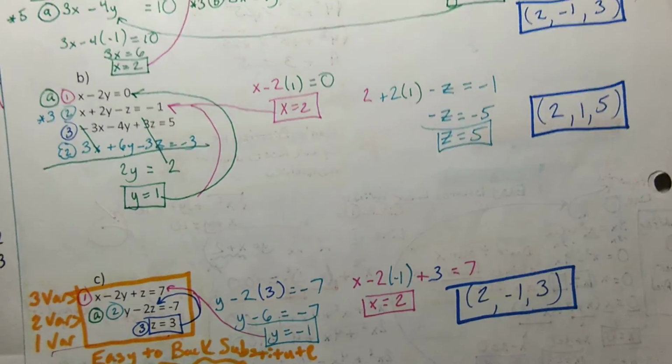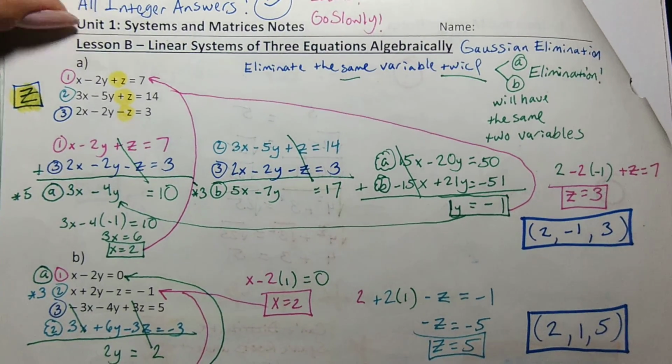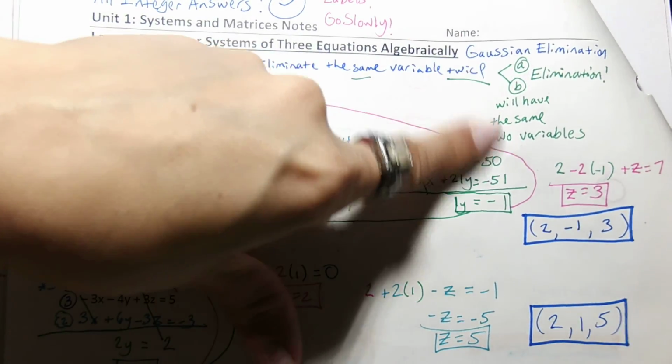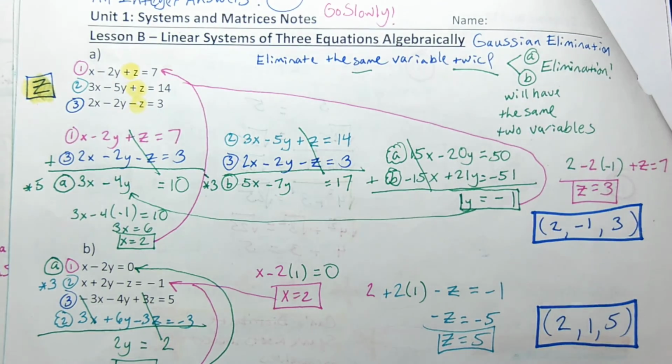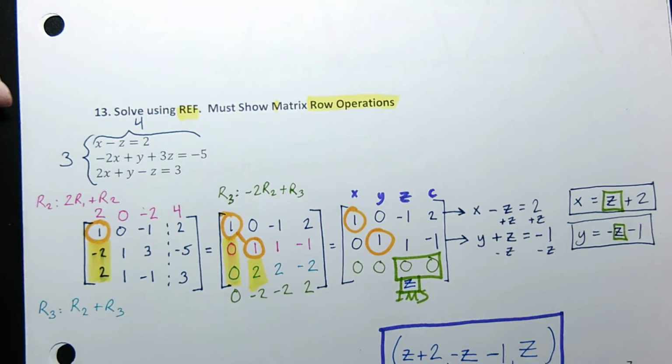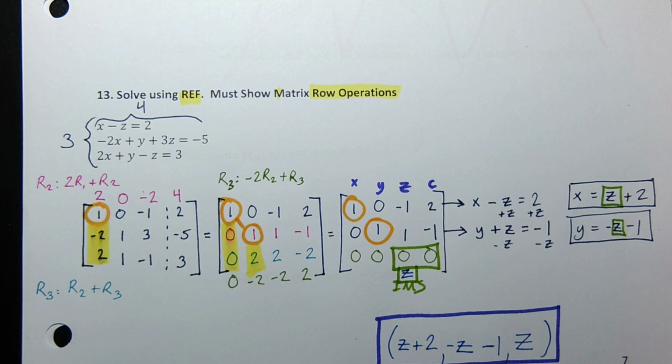So Gaussian on page 4, this is just where you eliminate the same variable twice. So again, when you look in your notes, you'll see the more detailed instructions. So I'm mainly going to be hitting the harder things, which is going to come into play with conic sections. So any questions on the Unit 1 stuff?